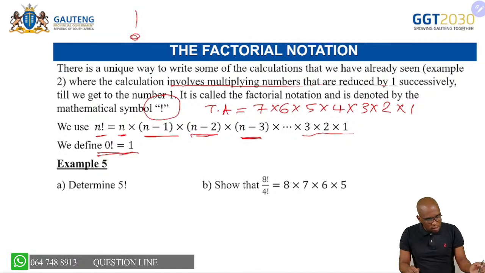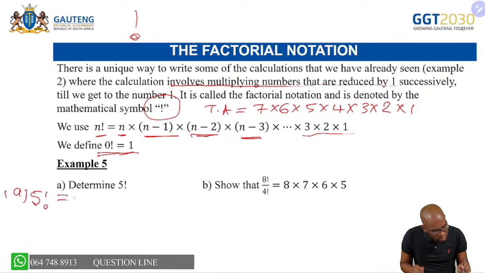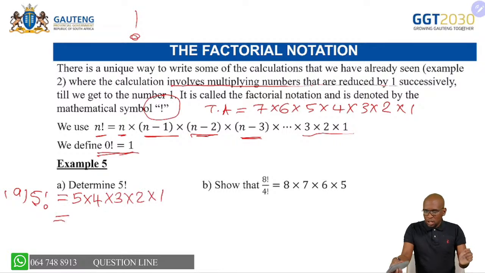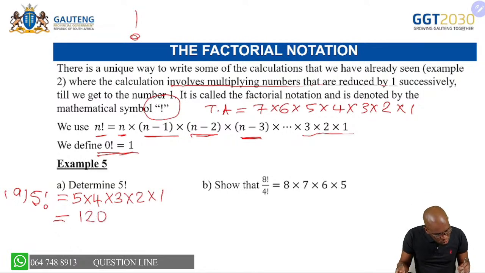Now, the first question asks of us to determine 5 factorial. So 5 factorial is equal to 5 times 4 times 3 times 2 times 1. If you multiply that, you're going to get 120. Now, in your calculators, there is a factorial button. In most calculators, it's represented by the second function or the shift, but the factorial button is there and can be used.